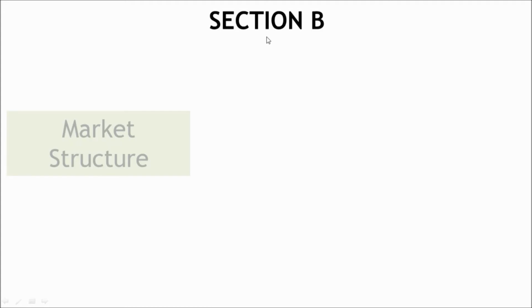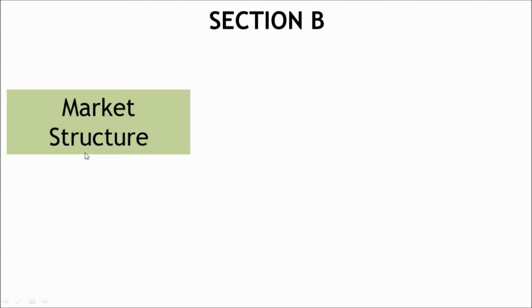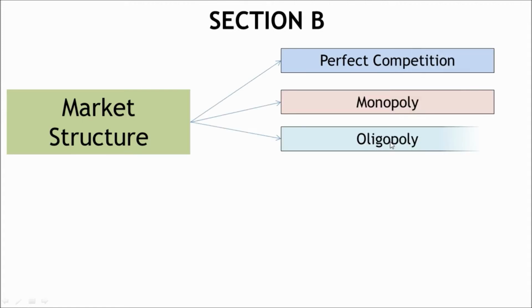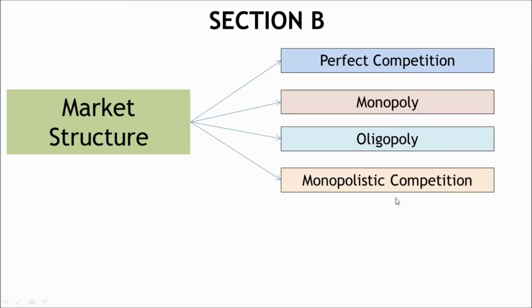Hello learners. Now we are in section B. In section A, we defined market and market structure. Though market structure is a matter of degree, not of kind, just to remind you there are four possible forms of market: perfect competition, monopoly, oligopoly and monopolistic competition.